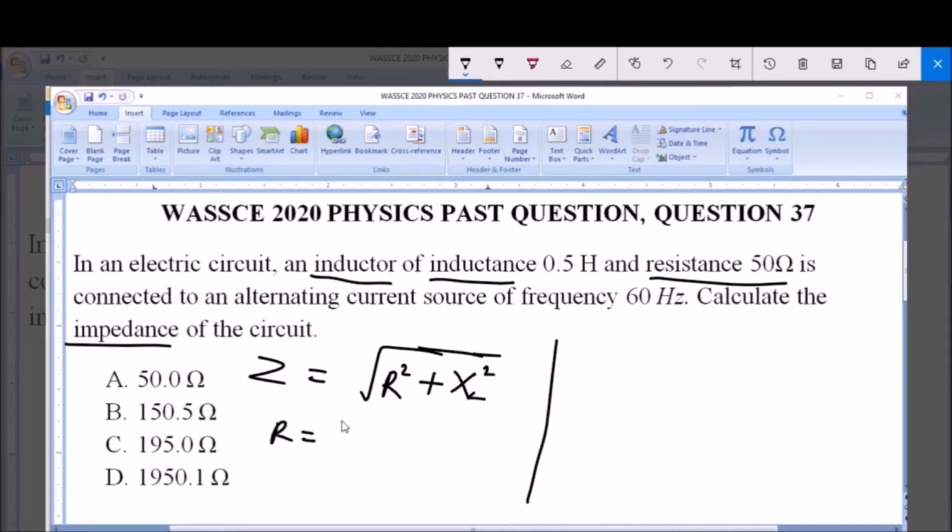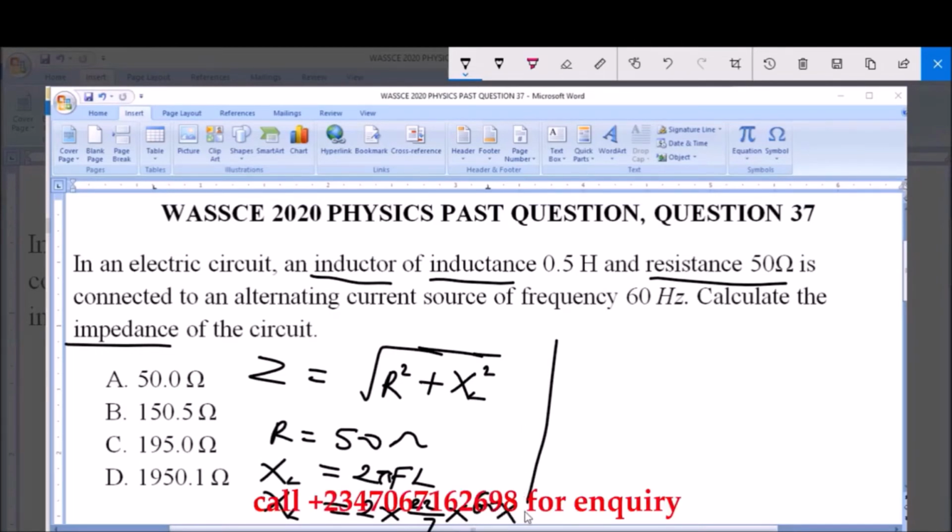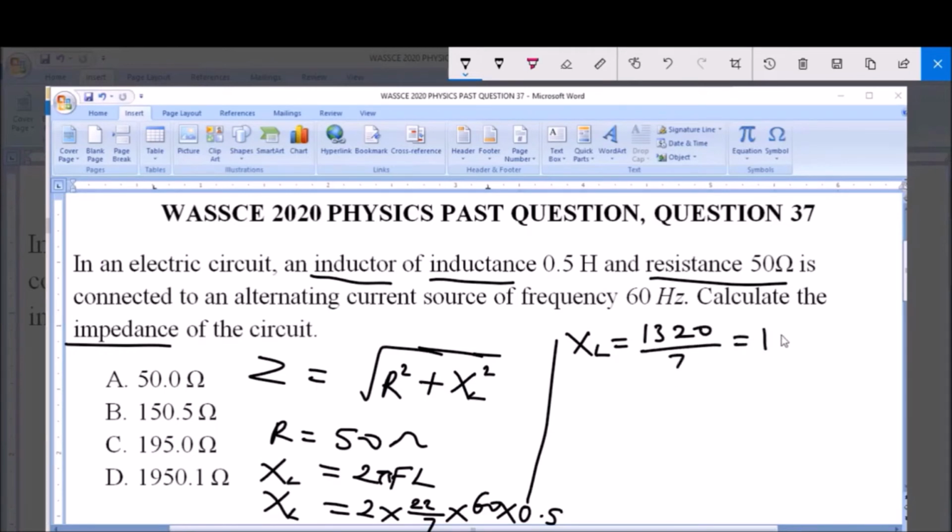Now we have R equal to 50 ohms. Then XL, the inductive reactance, is not known. And inductive reactance XL is equal to 2 pi FL. Now this L here is the inductance. F here is the frequency. So we can say XL, inductive reactance, is equal to 2 multiplied by 22 over 7, which is the pi, times the frequency 60 multiplied by the inductance 0.5. Now from this we have that the inductive reactance XL is equal to 1320 over 7, and this is equal to 188.6 ohms. So this is the inductive reactance.